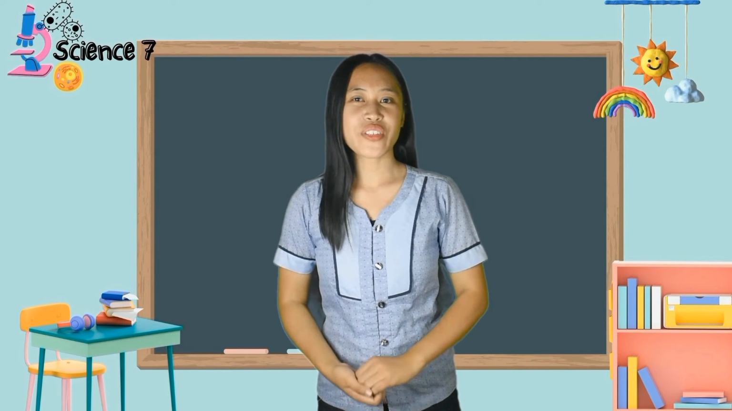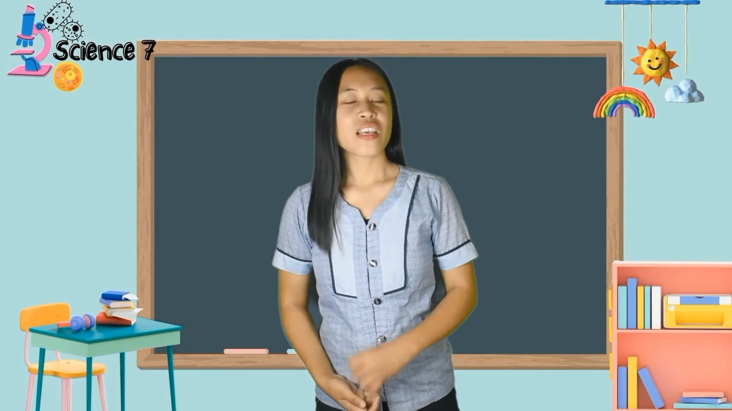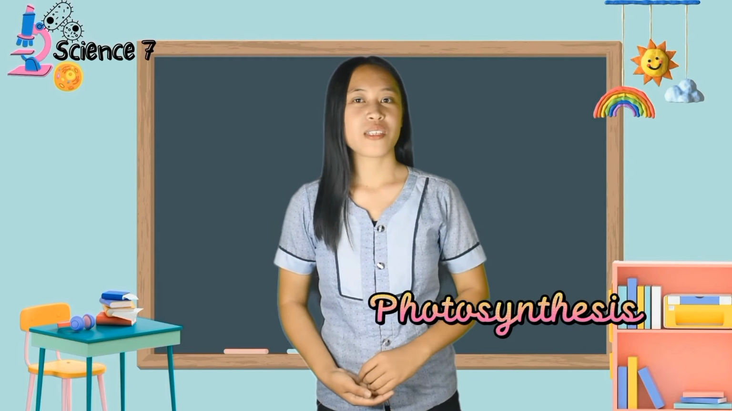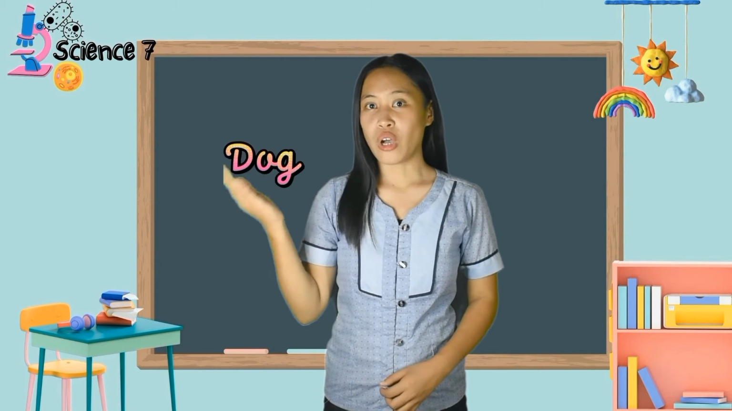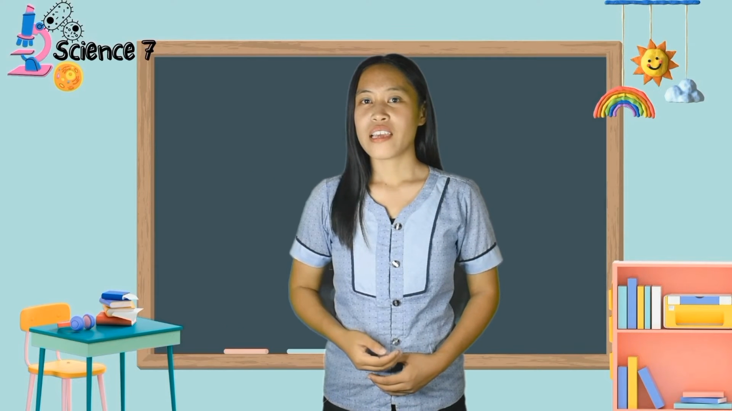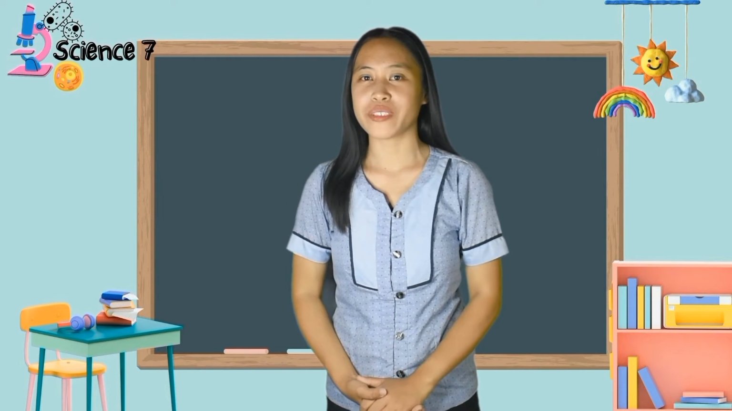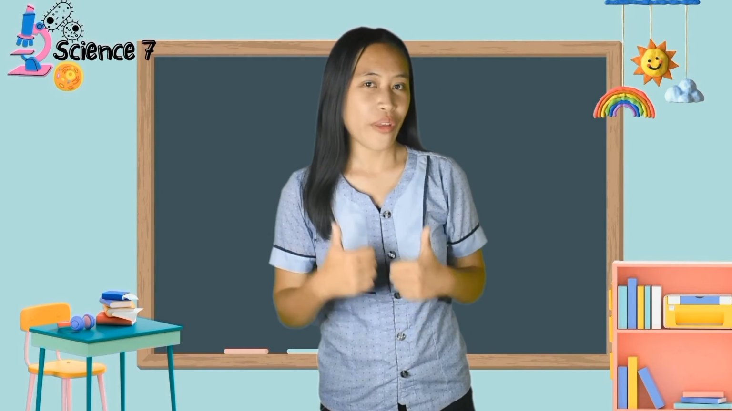Let's check your answers. The first mystery box labeled plant contains grass, trees, and photosynthesis. The second mystery box labeled animal contains dog, dragonfly, and mammals. Congratulations, you did an excellent job. What do a tree, a grass, a dog, and a dragonfly have in common? If you said that they're all living things, you are correct.